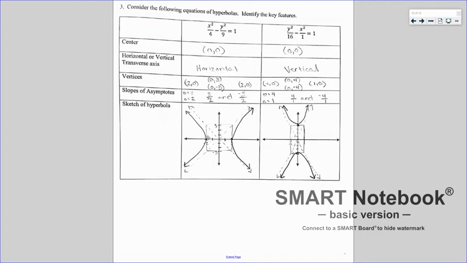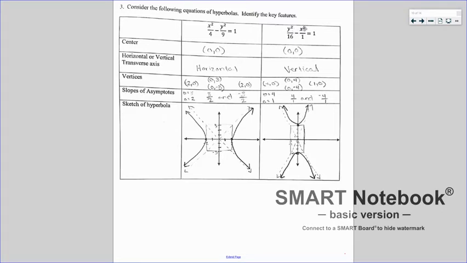Slopes of the asymptote. So again, I'm going up 3 and over 2. So my slope is going to be 3/2, up 3 over 2, and down 3 over 2. So those are the two slopes. It's centered at 0, 0, so I know it's going to be going through 0, 0 as well, so we could even write the equation for that one if we had to. So I draw in the rectangle, draw in the asymptotes, vertices, and then the sketch.